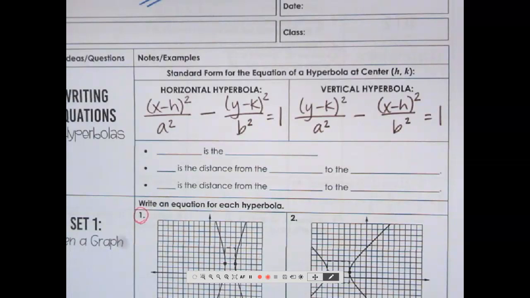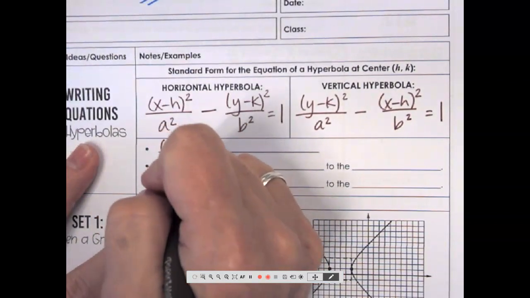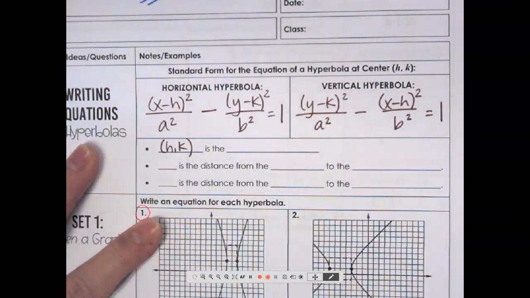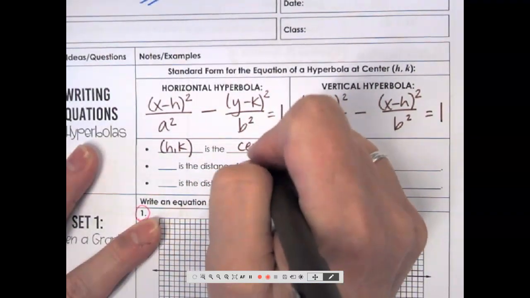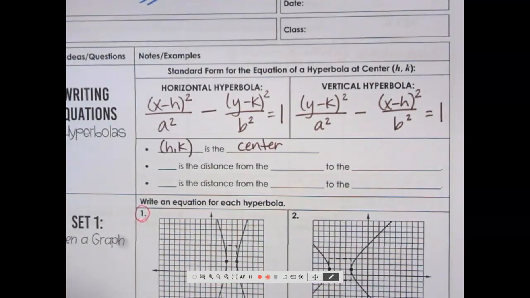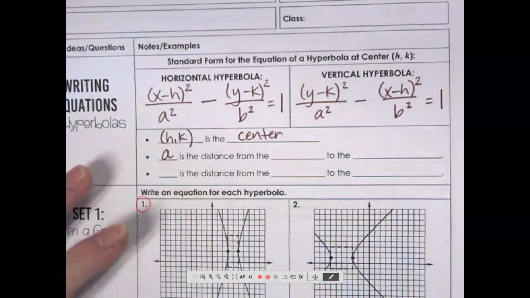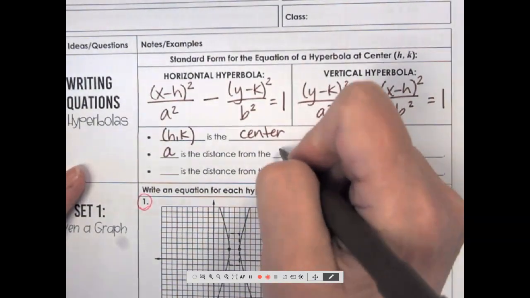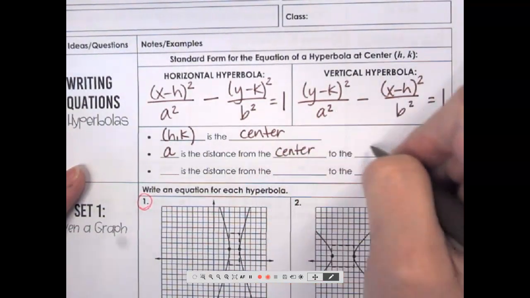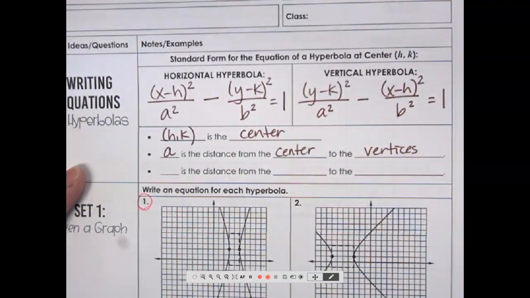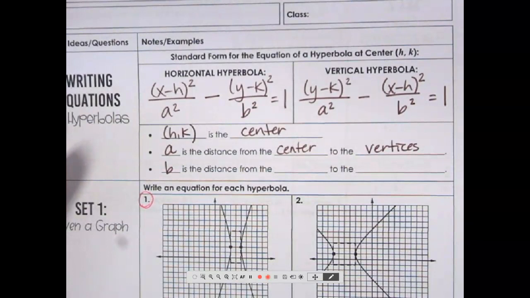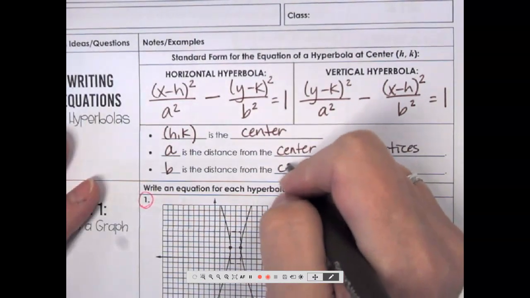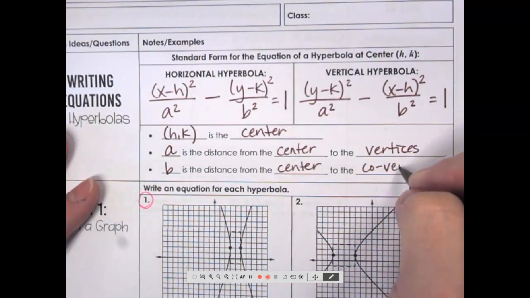Good? Okay. h, k is the what? Center. It's been the same with circles, ellipse, and hyperbolas. a is the distance from the blank to the blank. Center to the vertex. Yes, or vertices, plural. From the center to the vertices. b is the distance from the blank to the blank. You got it. Center to co-vertices.